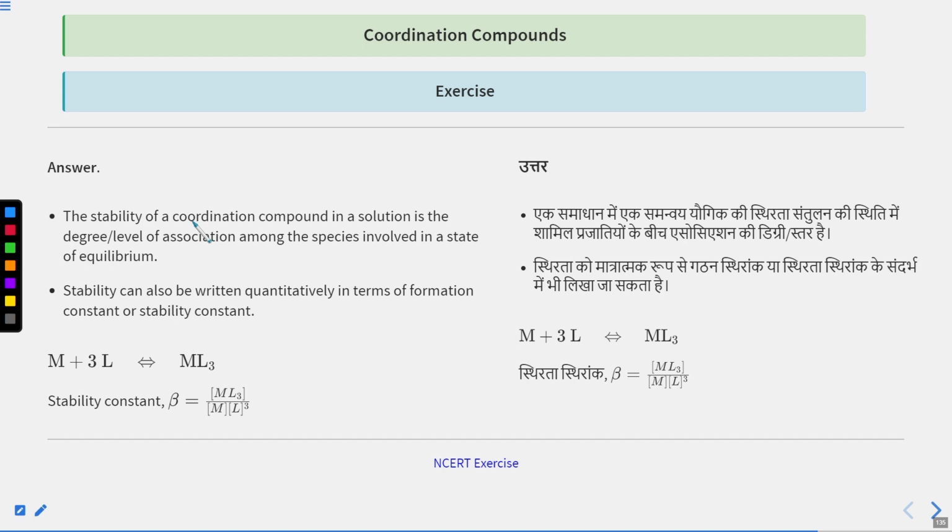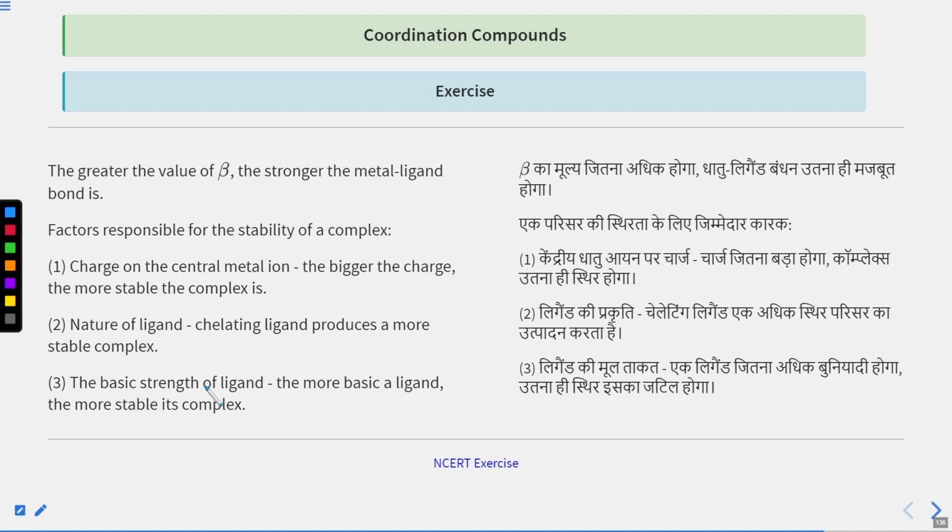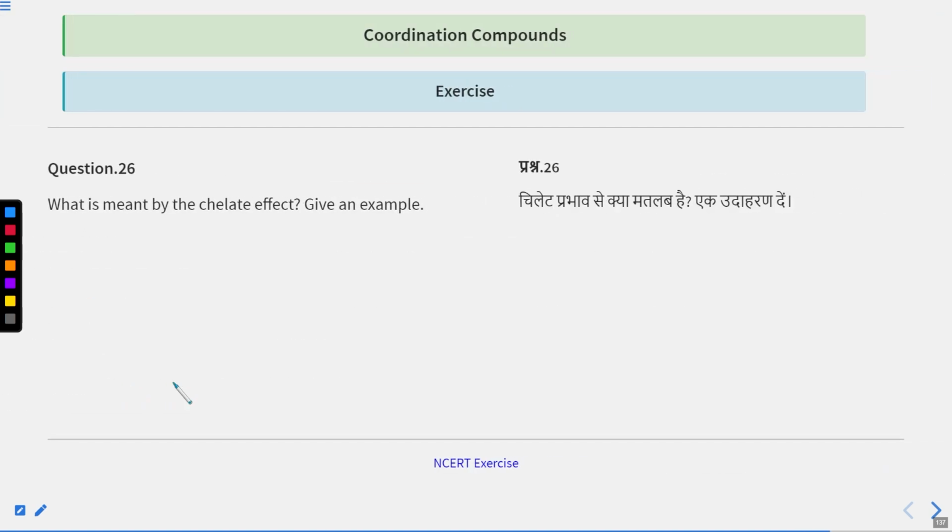The stability of the coordination compound in a solution is the level of association. Stability of an ion can also be explained in terms of the formation constant or stability constant, which is beta, and beta is given by this. The greater the value of beta, the stronger the metal-ligand bond is. So charge on the metal ion, nature of the ligand, all of these are responsible for the stability of the complex.